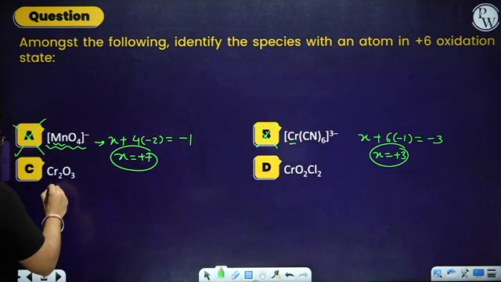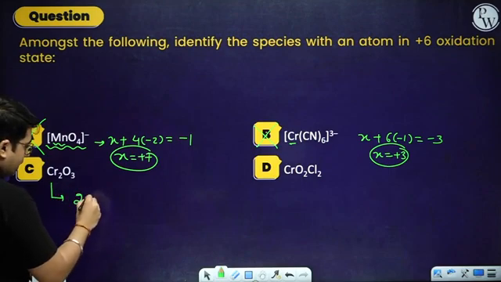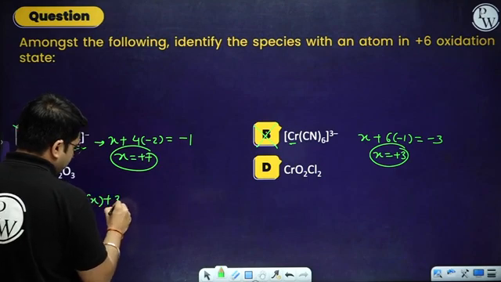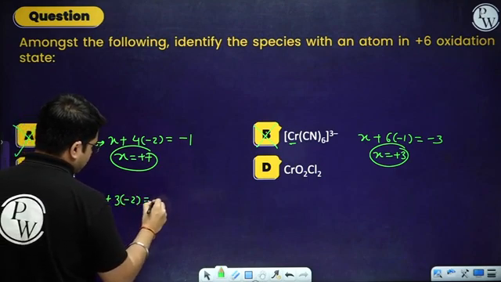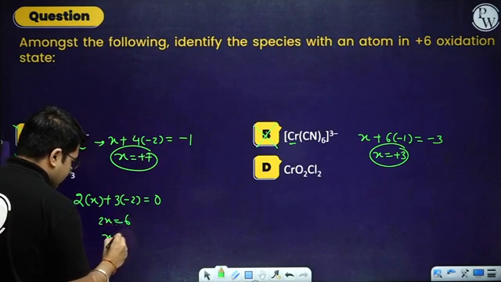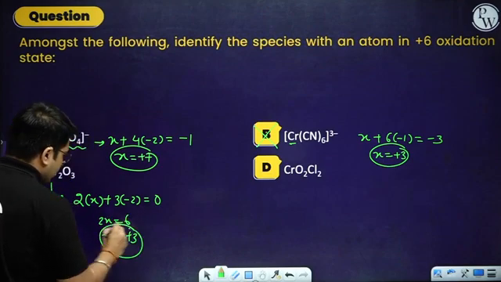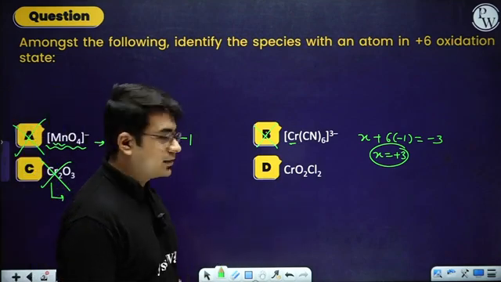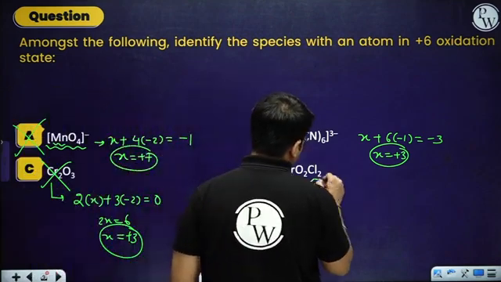In case of Cr2O3, we have 2 Cr having oxidation state X, let's say, plus 3 oxygen having oxidation state -2, that will be equal to 0. So 2X will be equal to 6, X will be equal to +3. So no, this is not the case. Last one is chromyl chloride gas, CrO2Cl2.